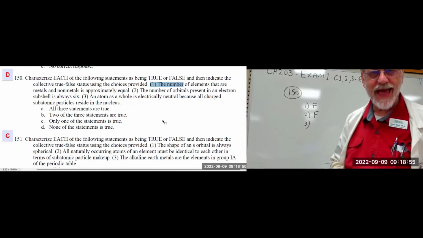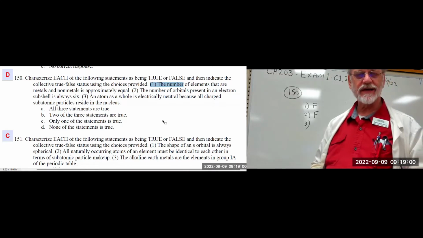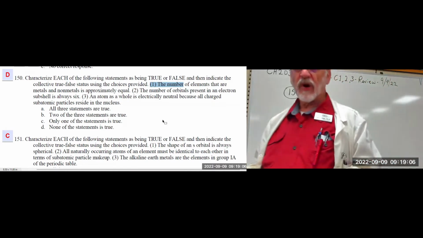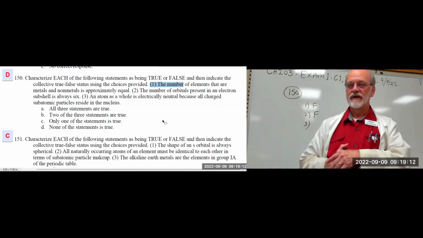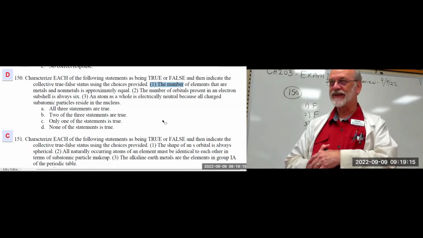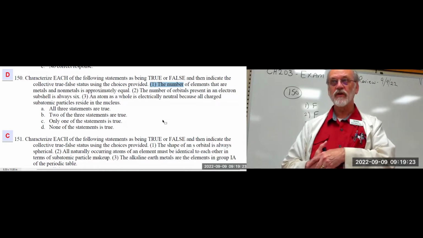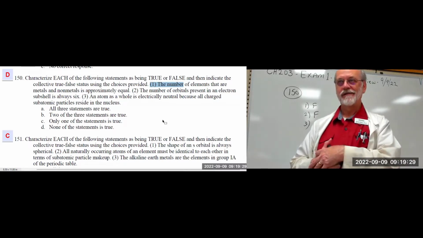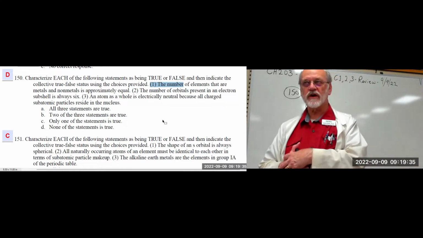Okay, last one. An atom as a whole is electrically neutral because all charged subatomic particles reside in the nucleus. Yeah, well, part of that statement is true, is it not? An atom as a whole is electrically neutral, but not because of all the particles in the nucleus. What's in the nucleus? All the positive charges, all the protons. And then what else? Right? Think isotopes. Neutrons. The nucleus has protons and neutrons in it.